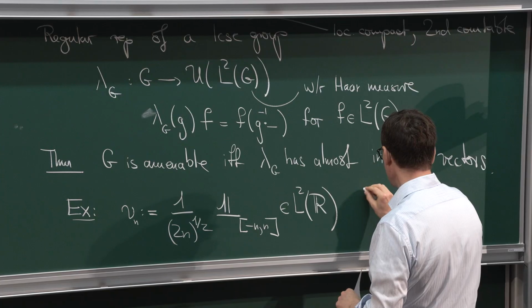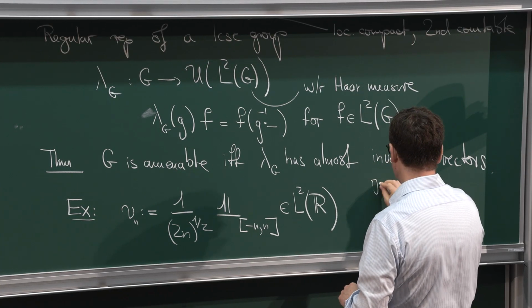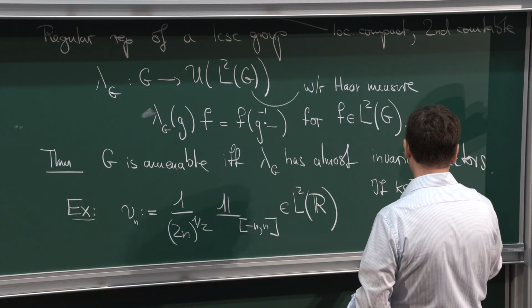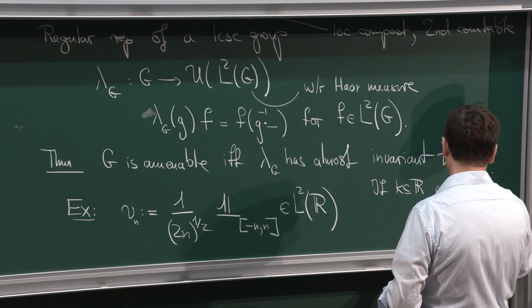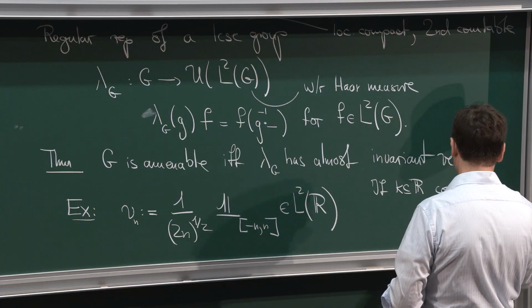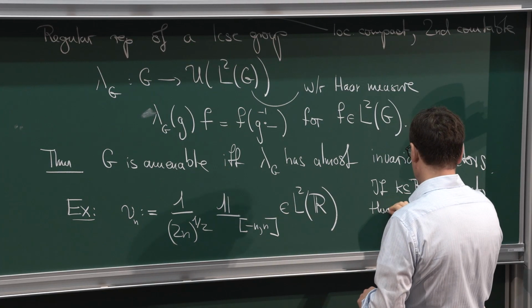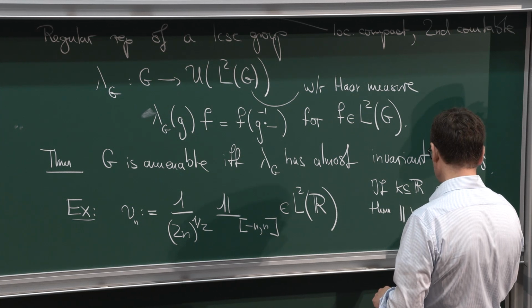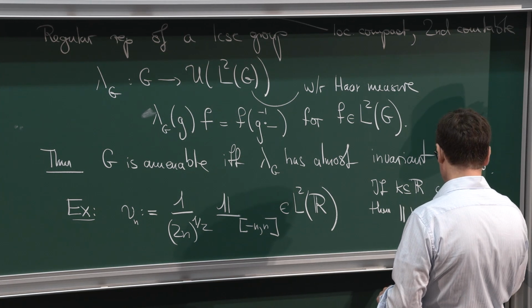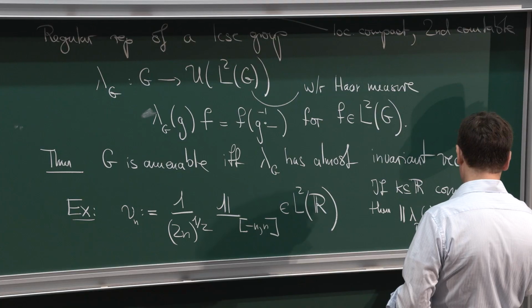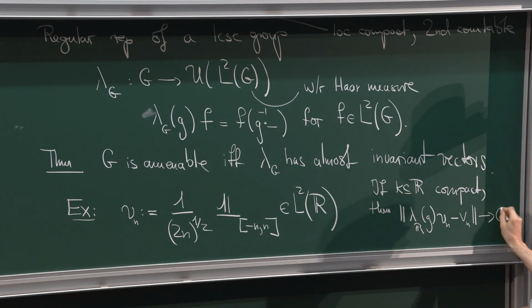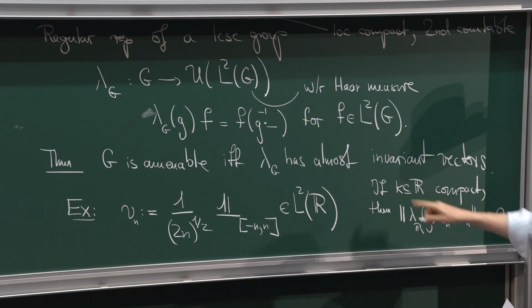So if K is some compact set in this additive group, then if you look at the norms of these, this is a unit vector, then this goes to 0 for G in K.